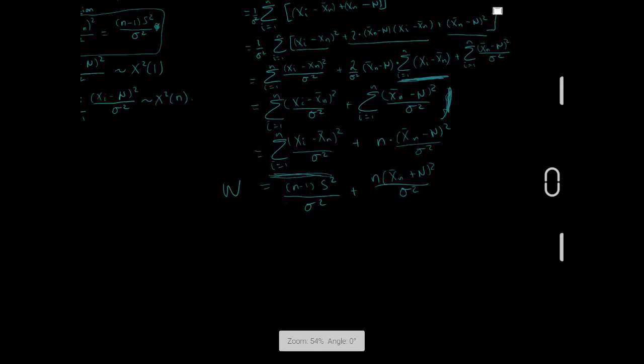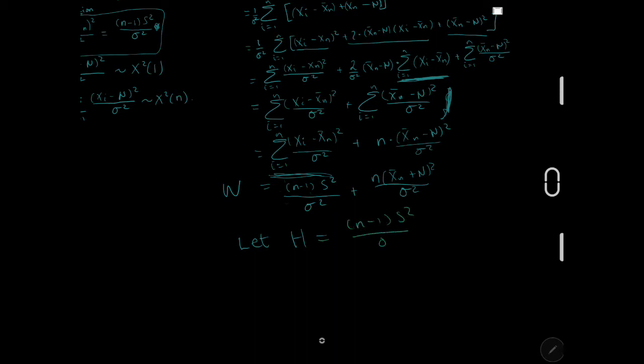Now what we're going to do is define some new terms so that we don't have to keep writing all of these horrible fractions. We're going to let h equal n minus 1 s squared over sigma squared, and we're going to let u squared equal n times xn bar minus mu squared over sigma squared. The reason I say u squared is because this whole term is just some standard normal random variable squared.